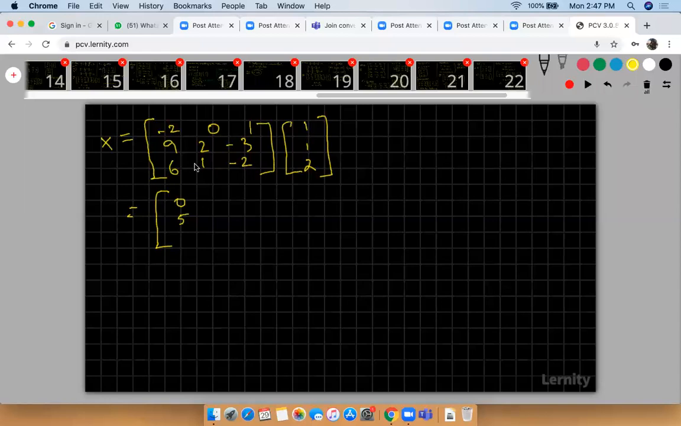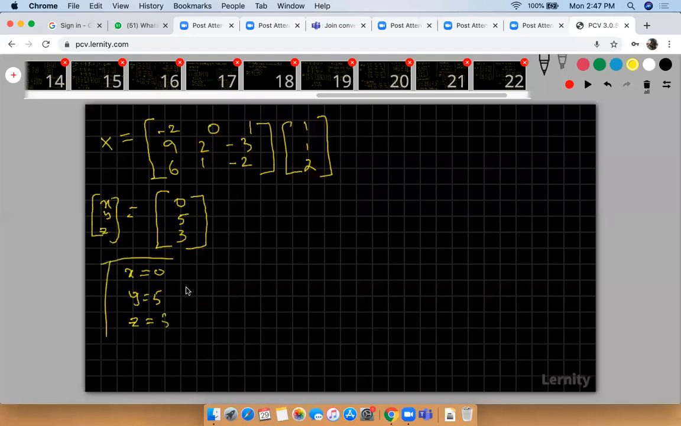And this is 6, plus 1 is 7, and this is minus 4. So 7 minus 4, the answer is 3. Now actually what is your X? Your X is x, y, z. So these two matrices are equal, which means the corresponding elements are also equal. X is equal to 0, y is equal to 5, and z is equal to 3.